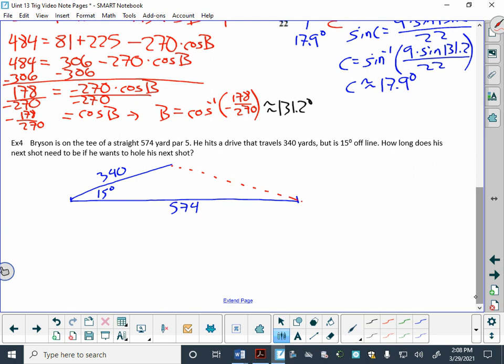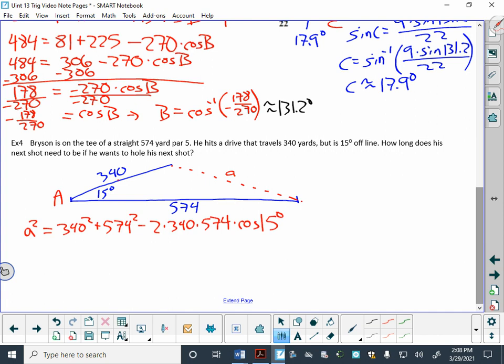Okay, well, this is side angle side. This is the side that we want to find. We'll call it whatever we want. If we call that A, then this is angle A. And the B and the C don't matter quite so much. But we are going to then use the law of cosines to figure out what that is. A squared is equal to 340 squared plus 574 squared minus 2 times 340 times 574 times the cosine of 15 degrees.